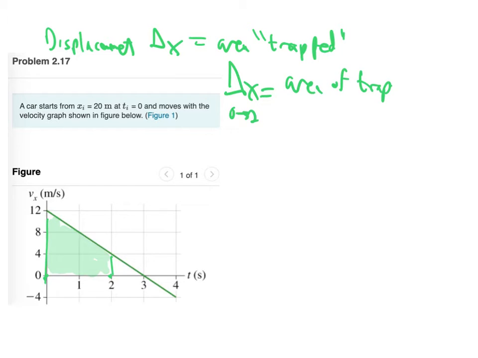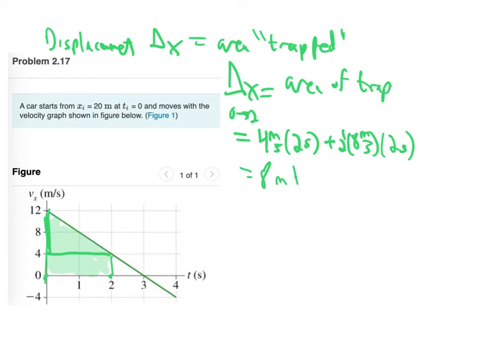which you can get in lots of ways. I'm actually going to do it by splitting it up this way. I always forget the area of the trapezoid, but I know that it is basically a rectangle plus a triangle. So the rectangle has height 4 meters per second and base 2 seconds. And the triangle has 1/2 a height of, it looks like, 8 meters per second, this distance from 4 to 12, and likewise a 2-second base. And so we end up with 8 meters plus 8 meters, or 16 meters.